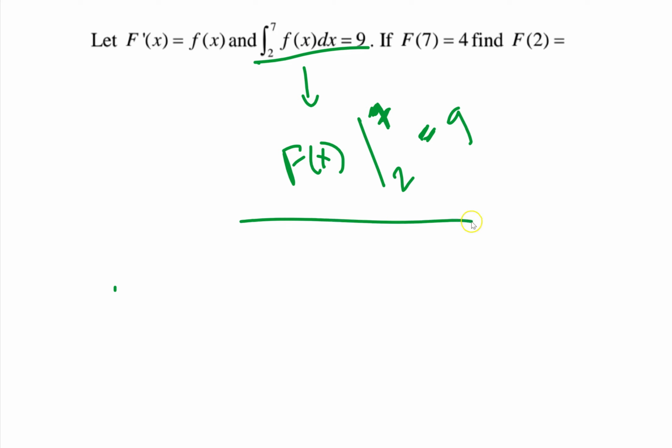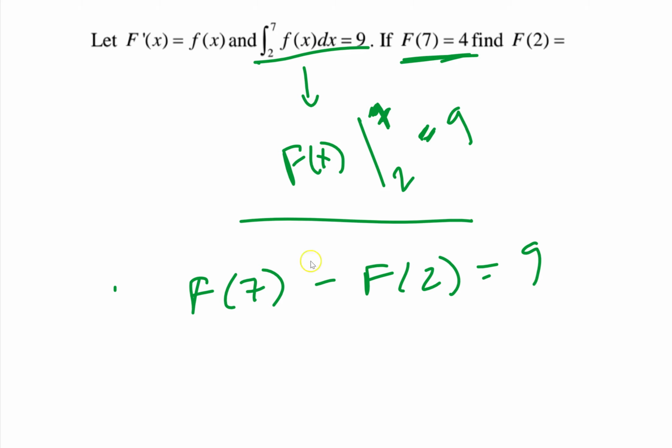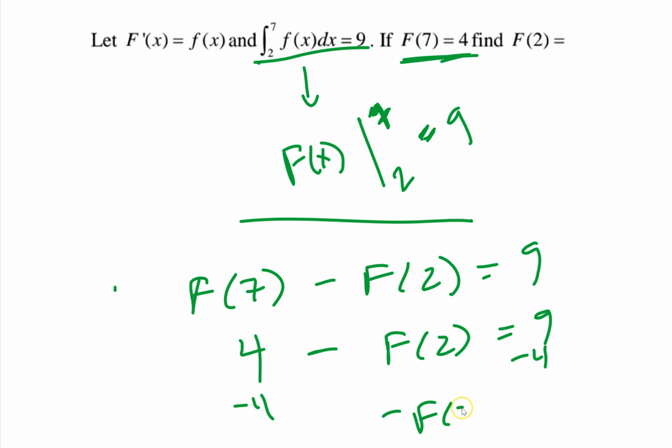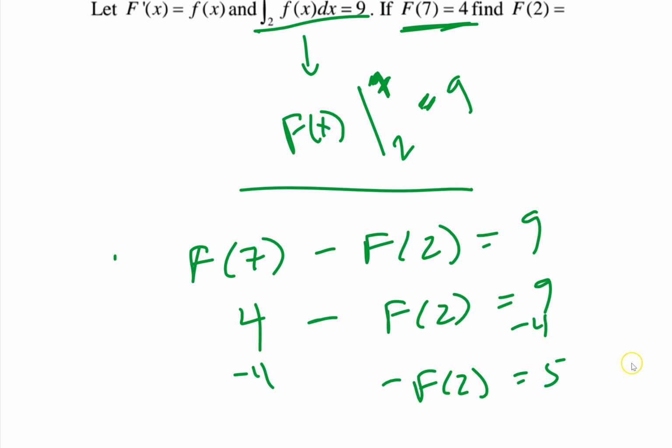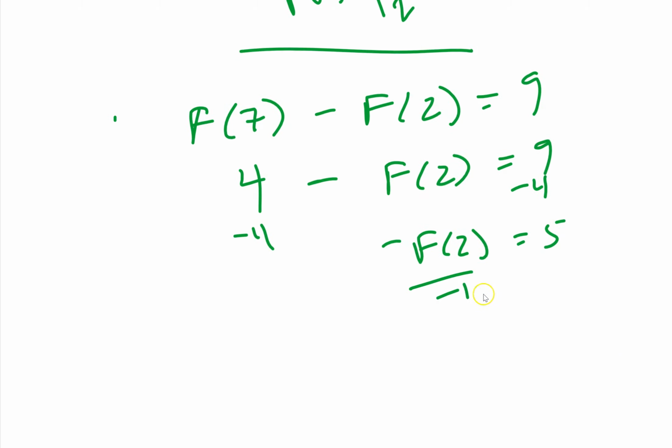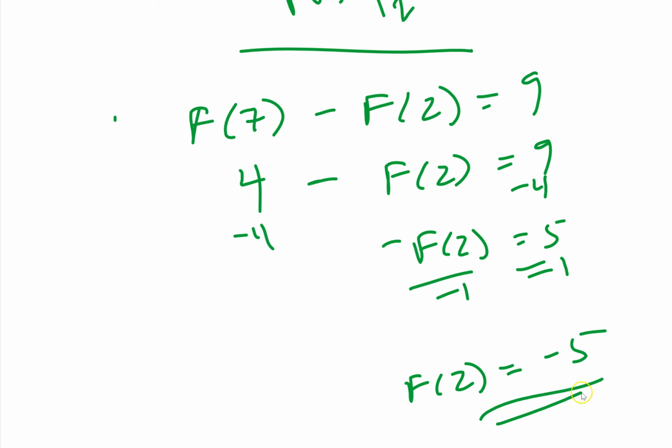What's the next step? Well, what's the fundamental theorem of calculus? Top minus bottom. F of 7 minus F of 2 equals 9. Well, F of 7 they tell me is 4, and I'm looking for this thing. So, do a little math. Subtract 4 from both sides. Negative F of 2 equals 5. Divide by negative 1. F of 2 equals negative 5.